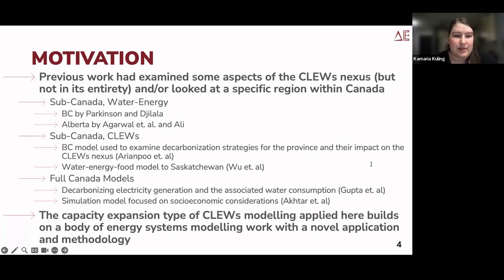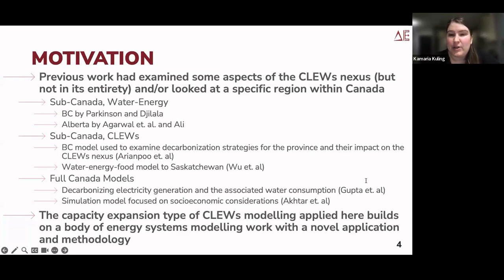So that's the first one under the full Canada models. And the other one was a system dynamics simulation model showing more of those socioeconomic considerations, so that it showed different impacts than the optimization style CLEWs framework that we were using. So none of these does what an OSeMOSYS CLEWs model does or answers the kind of questions we were interested in. So that's why we wanted to apply the CLEWs framework to Canada.